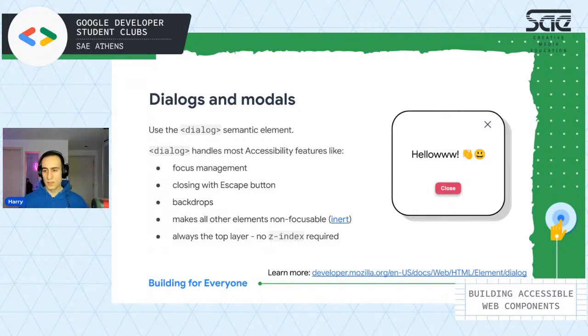You would then have to use z-index, and you have to manage what z-index each layer has. Now, this is very complicated. It can break at any moment. So always remember, try to find a semantic element to use before developing anything.